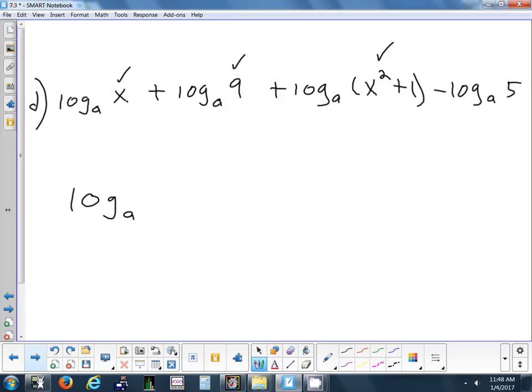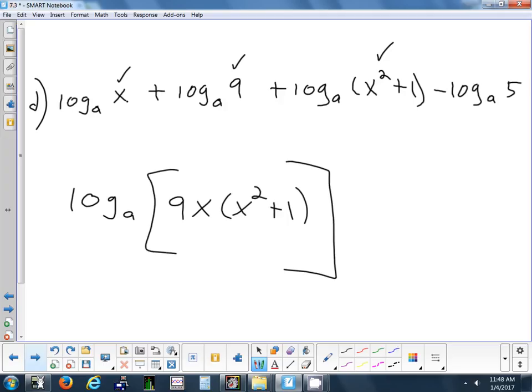So it'll be log of 9 times x. Yep, 9x. And then divide by 5, because it's minus 5. That's it. Okay, so you just multiply everything that was added, and you subtract what was divided, or you divide what was subtracted. Okay, any questions on that one?